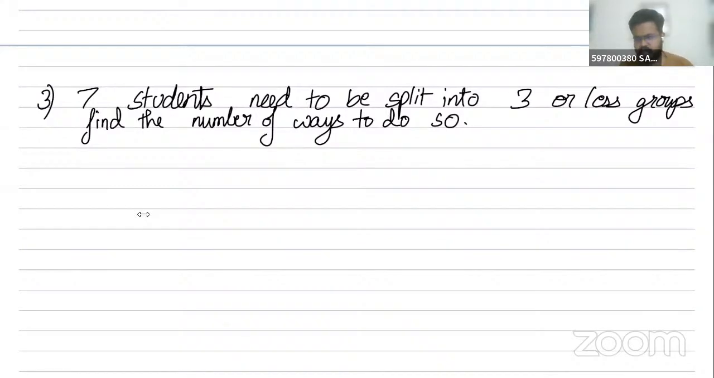So there are 7 students and they need to be split into 3 groups or less. It can be 2 groups, it can be 1 group, anything.